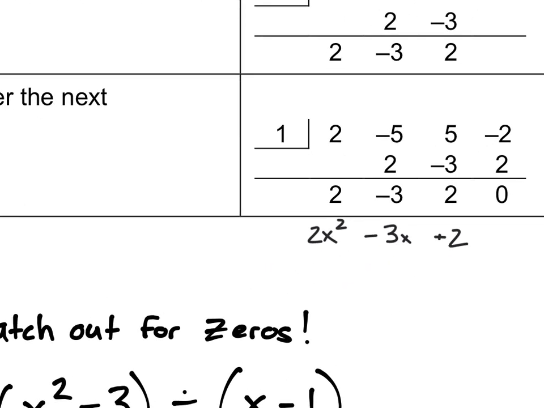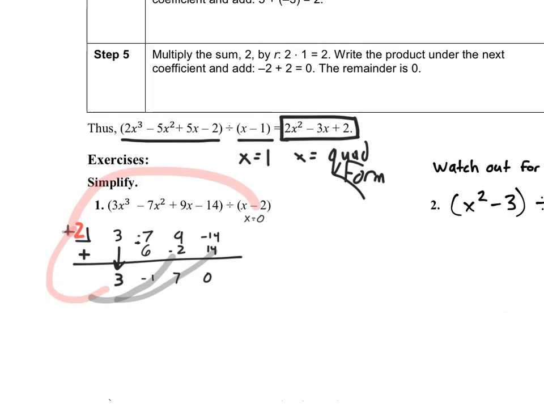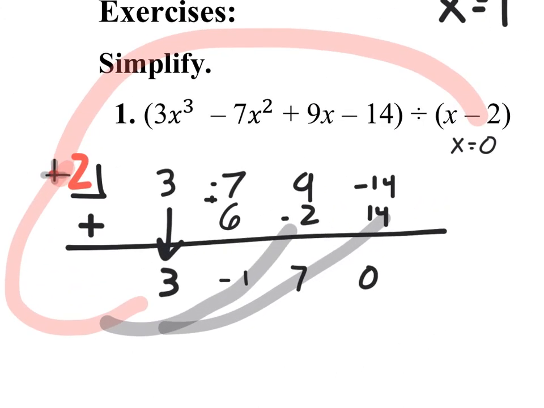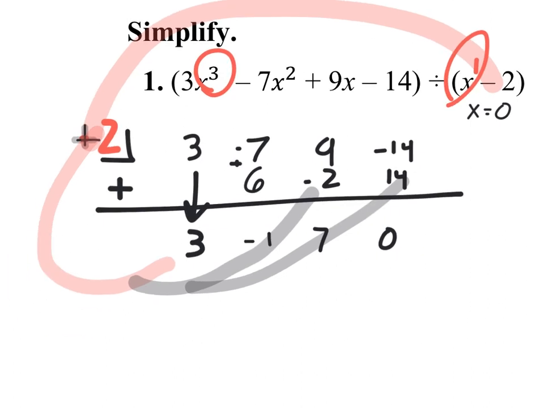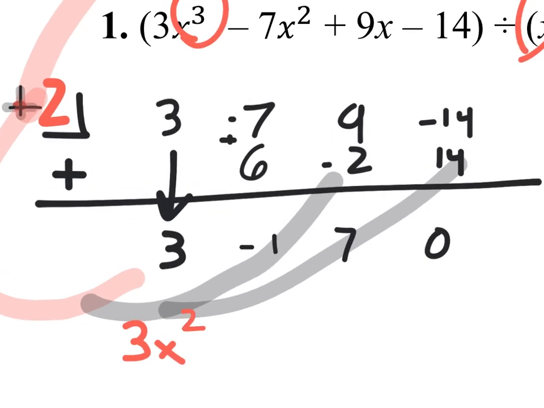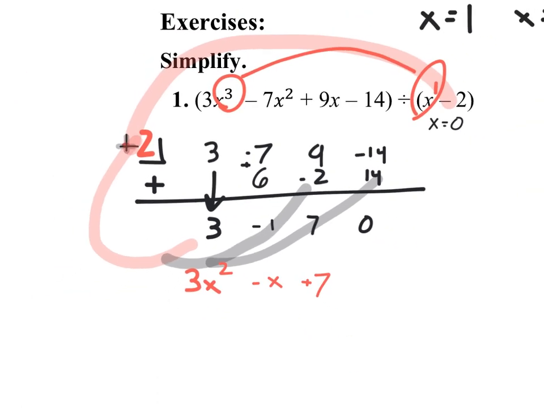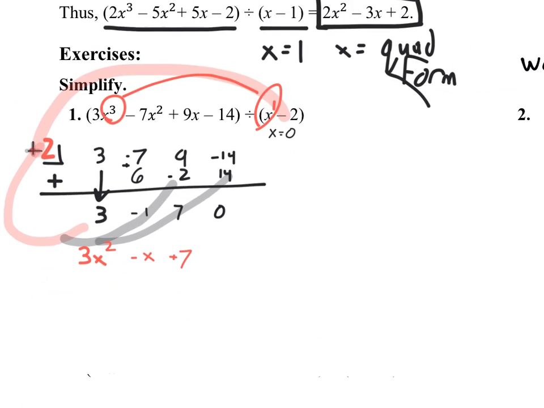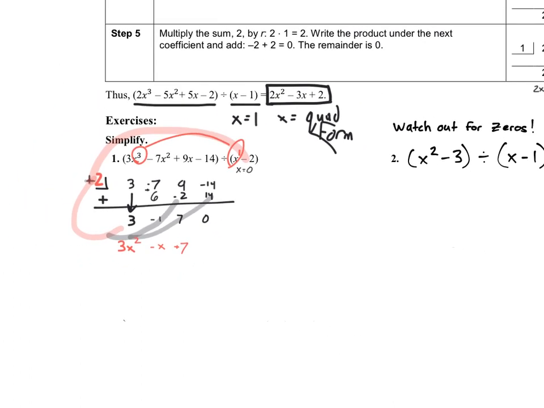All right, so let's try that again here, kind of back to back. This problem started with degree 3. We divided it by x to the first power. So this tells me that I have 3x, 3 take away the 1 is squared, minus x plus 7. It's a little different when you have a remainder. We'll see that in the next one.